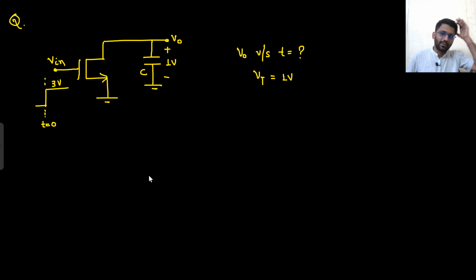So this was the question. Let's move on to the next problem. This is the problem. For t less than 0, Vin is 0. And for t greater than 0, Vin is 3 volt. So whenever there is a step input applied, this is step input.